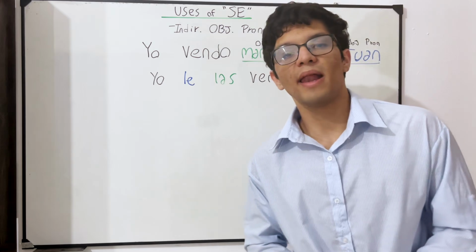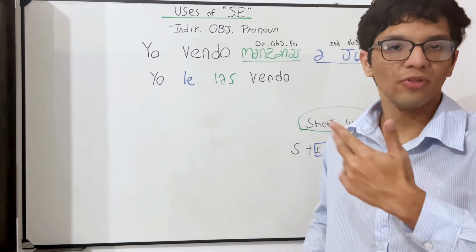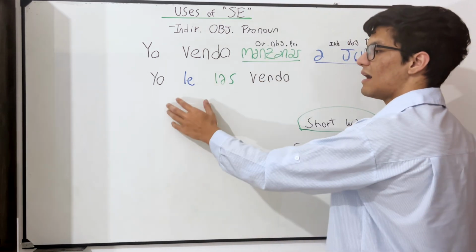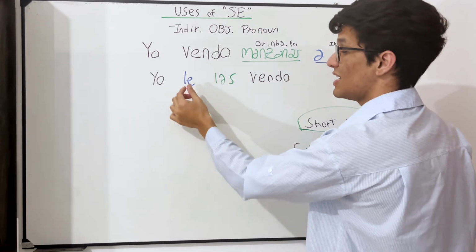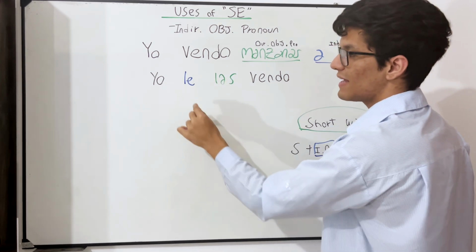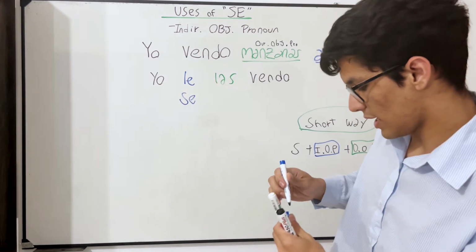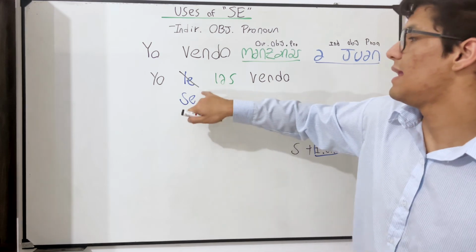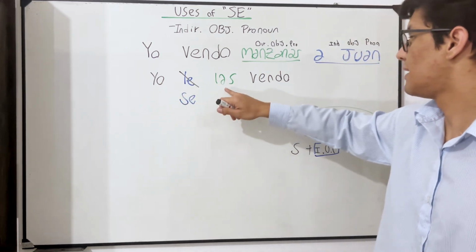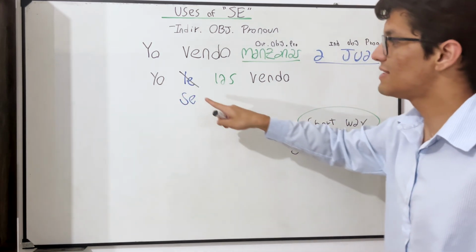So the creator of Spanish back in the day, 1,000, 2,000 years ago, said, oh, that sounds extremely weird. So let's replace the first L with a C. So the right way will be "se," okay? We are not going to say "le." The right way is "yo se las vendo," just because it sounds weird.